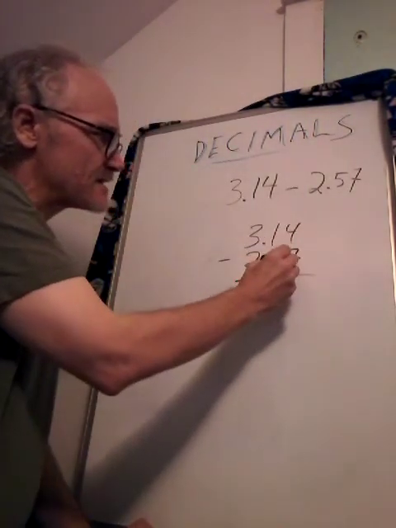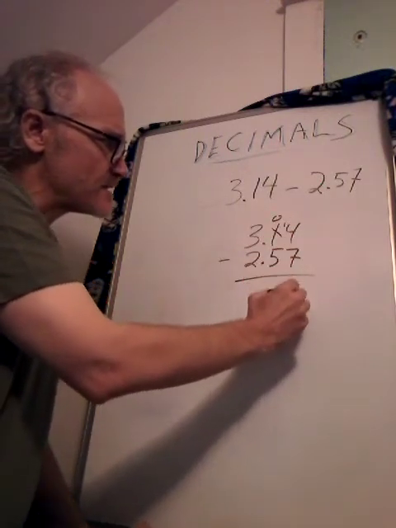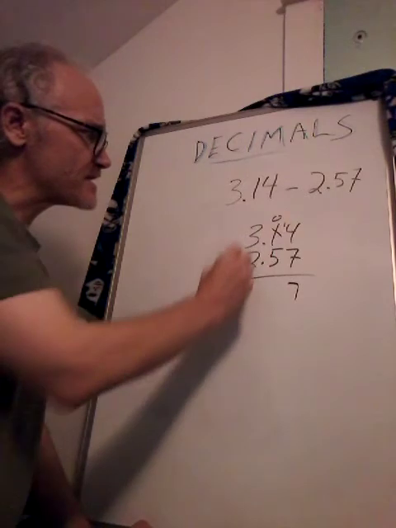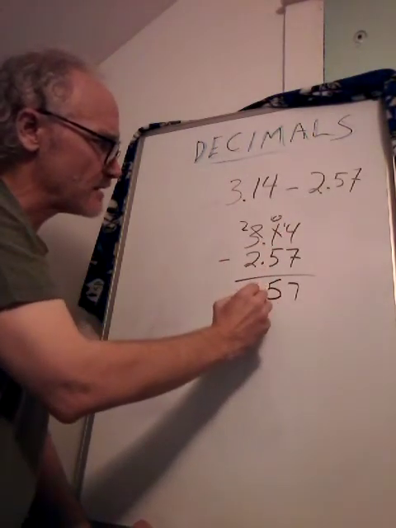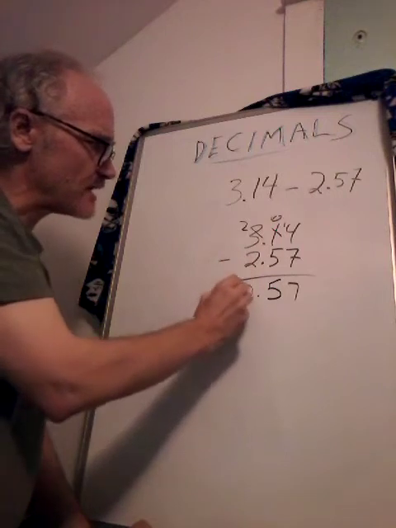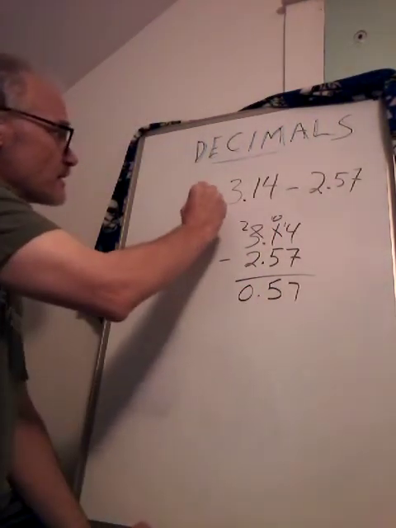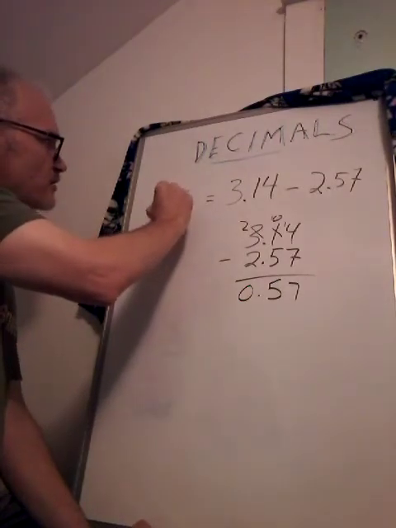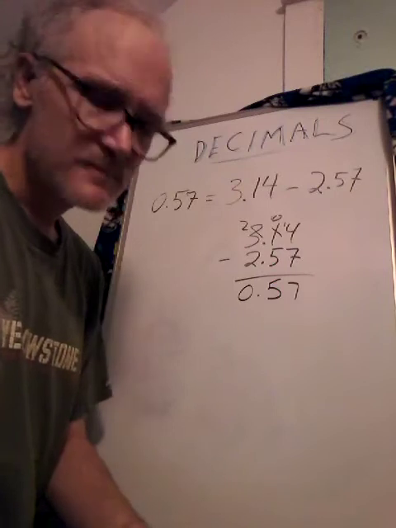I can't take 7 from 4, so I have to borrow. 14 take away 7 is 7, but then I can't take 5 from 0, so I have to borrow. 10 take away 5 is 5. 2 take away 2 is nothing. So I could put 0.57. And you also might see this written as just .57. Right?